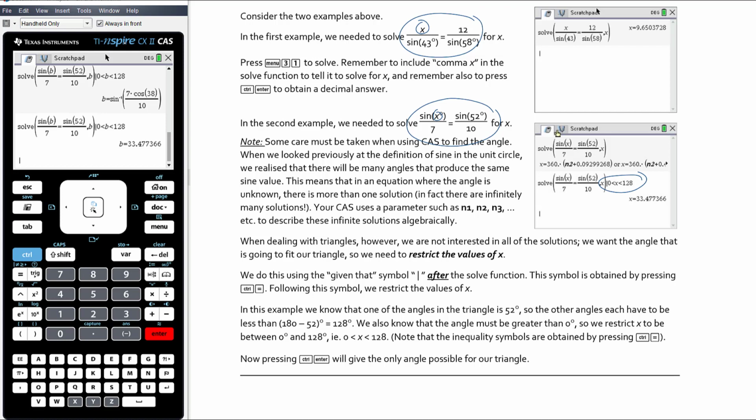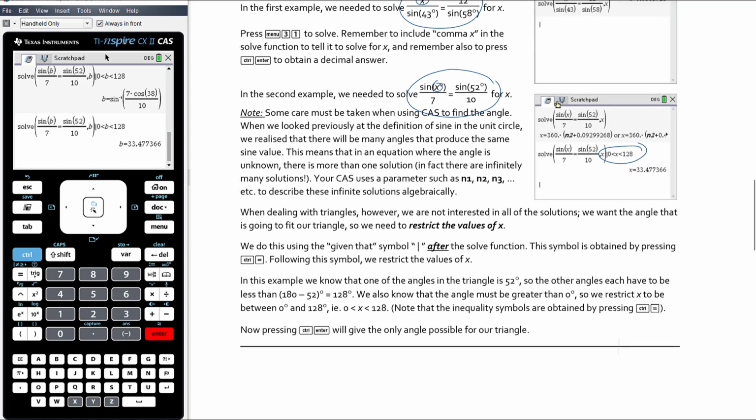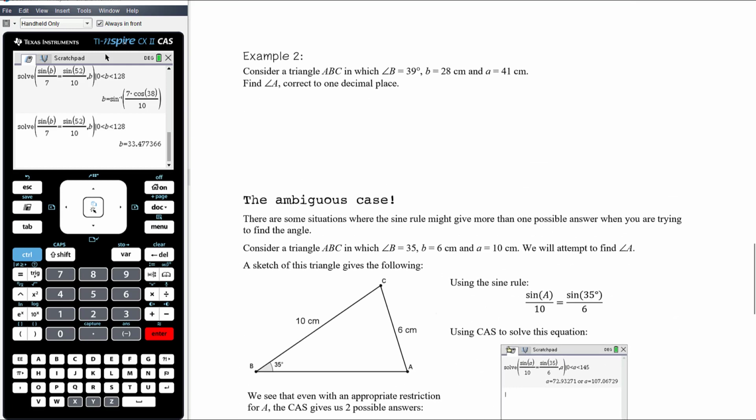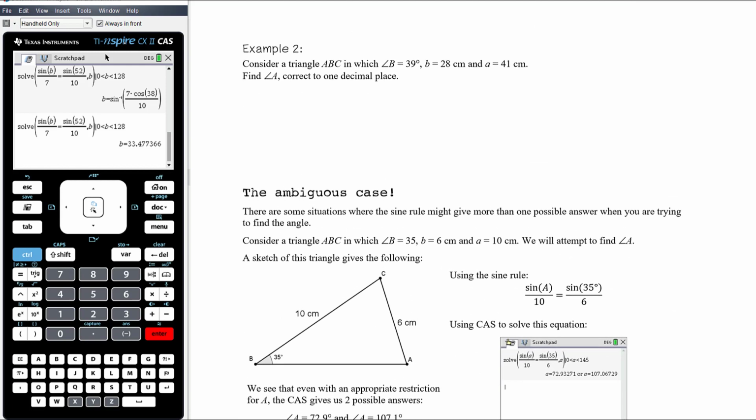Okay, this talks about, again, making sure that given that goes after the solve function, that you use Control equals to find the given that symbol, and press Control Enter to get a decimal, use Control equals to find your inequality. So all that information is in that box there. We've just talked that through with this specific example. Okay, let's have a look at example number 2. Triangle ABC, B is 39 degrees, side length b is 28 centimeters, a is 41 centimeters, find A.